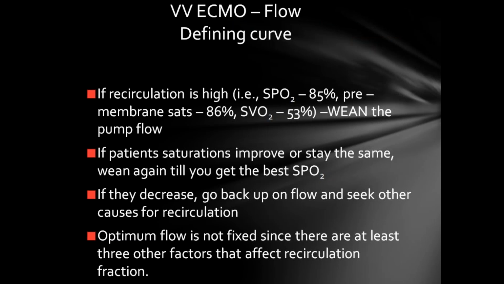If recirculation is high, SpO2 85, pre-membrane saturation 86, post-membrane saturation 53, decrease the pump flow. If patient saturation improves or stays the same, decrease again till you get the best SpO2. If it decreases, go back to the previous flow and seek other causes of recirculation. Okay.